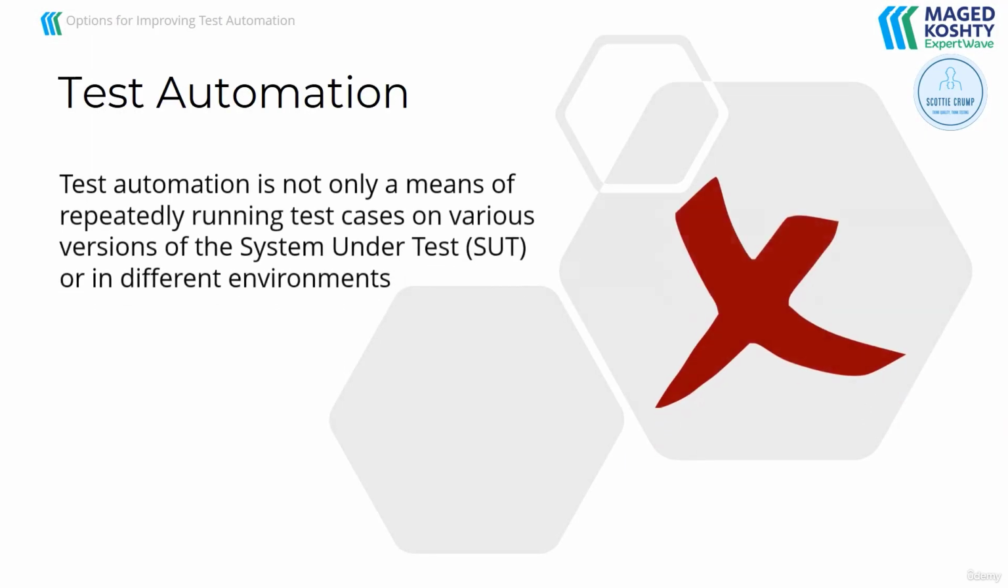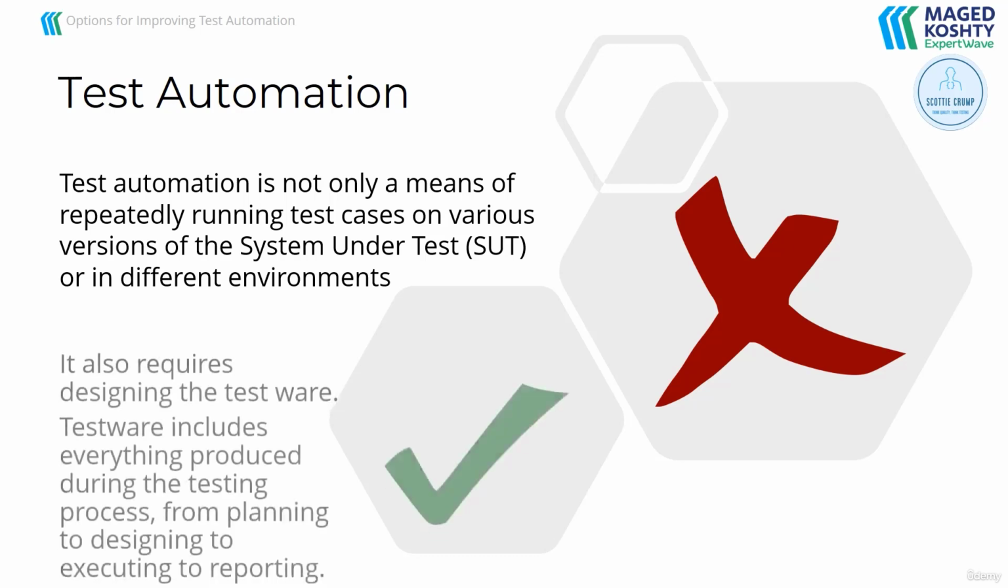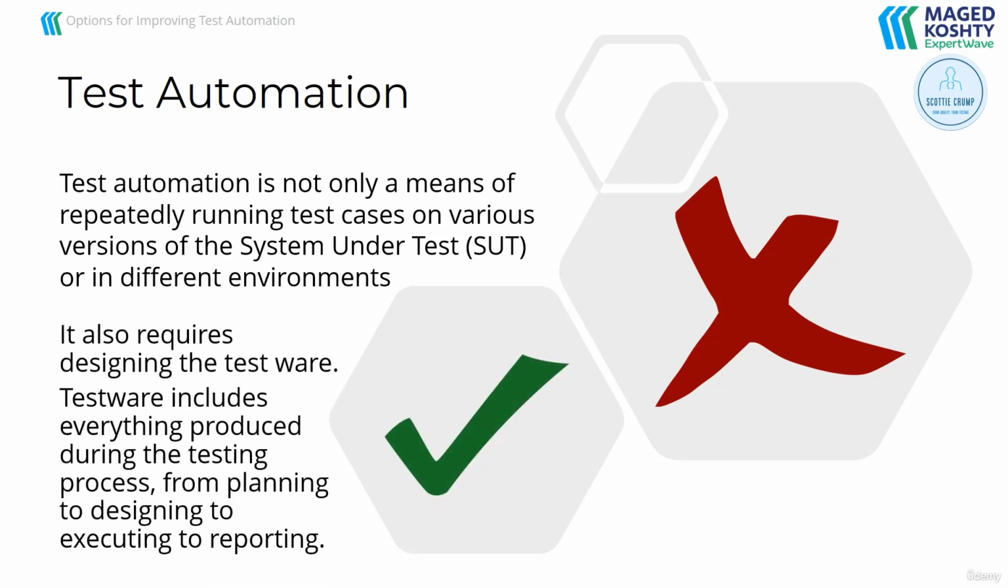Test automation is not only a means of repeatedly running test cases on various versions of the system under test SUT or in different environments, but it also requires designing the testware. Testware includes everything produced during the testing process, from planning to designing to executing to reporting. This makes it easier to keep track of everything and ensure the testing is effective.